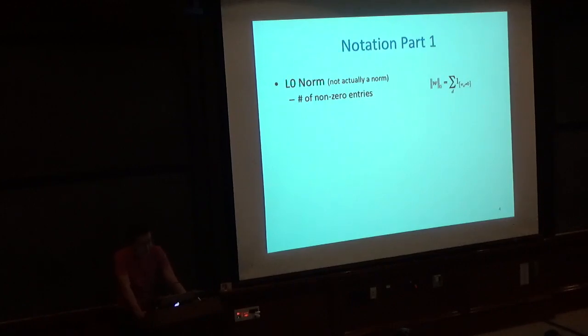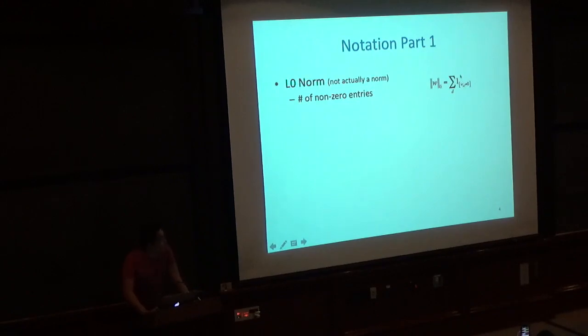So the first norm is the L0 norm. It's not actually a norm, by the way, in terms of the mathematical definition of a norm. An L0 norm simply counts the number of non-zero entries in your weight vector. In the case where you have a parameter vector W, so I'm ignoring the bias term for now, the L0 norm of W simply counts the number of non-zero entries of W.